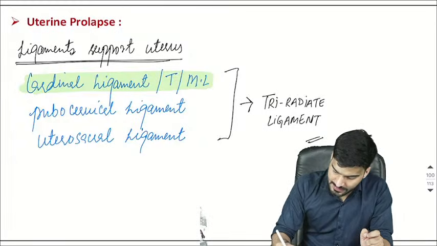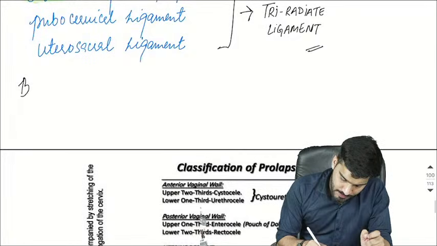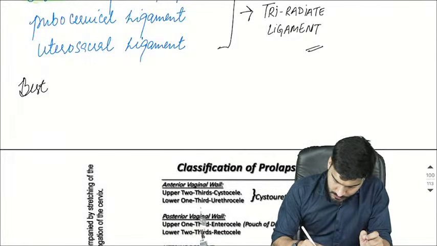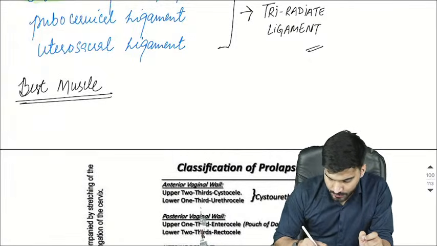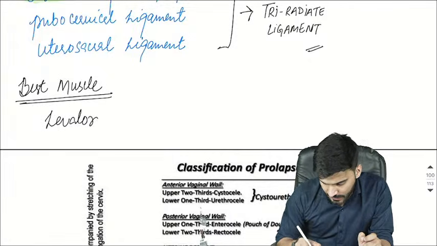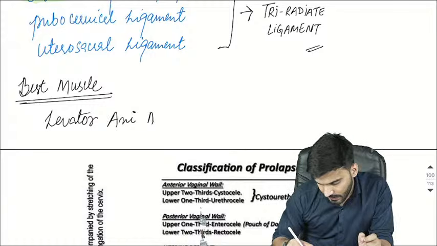Now the muscles that support the uterus, the best muscular support to the uterus, the best muscle to support the uterus, that is going to be the levator ani muscle. It makes the pelvic floor.